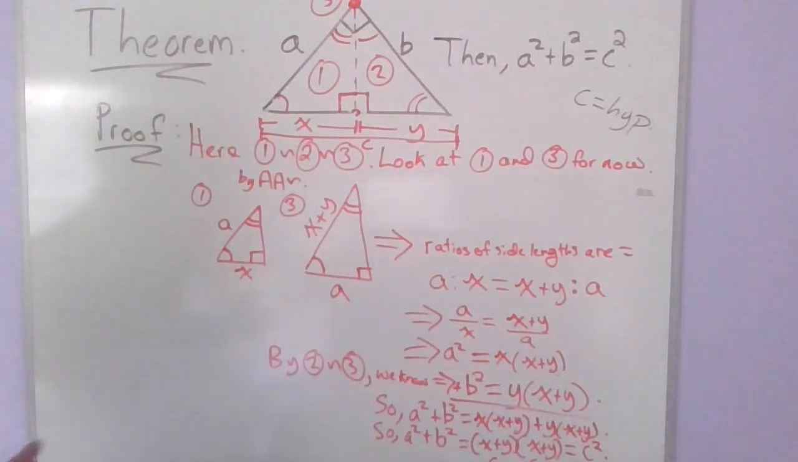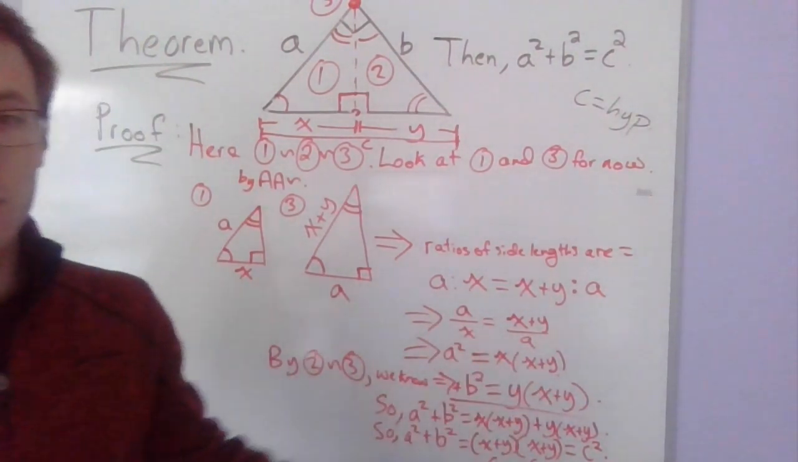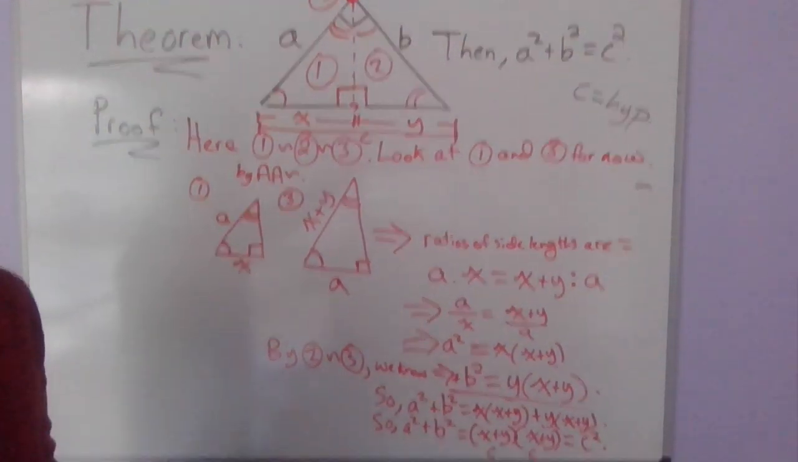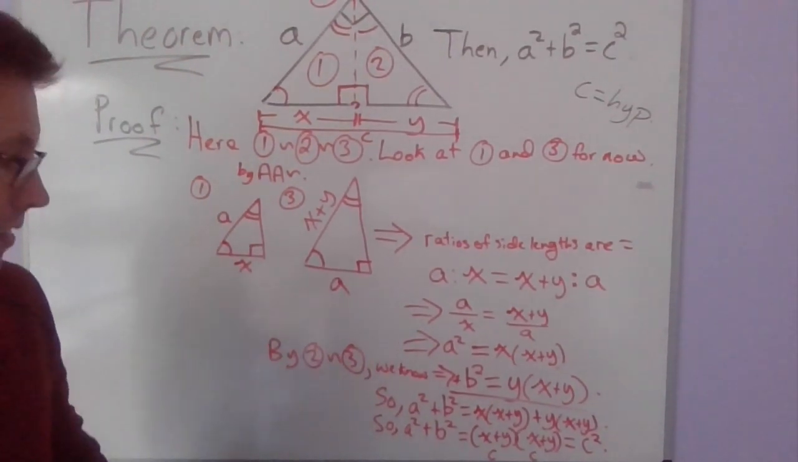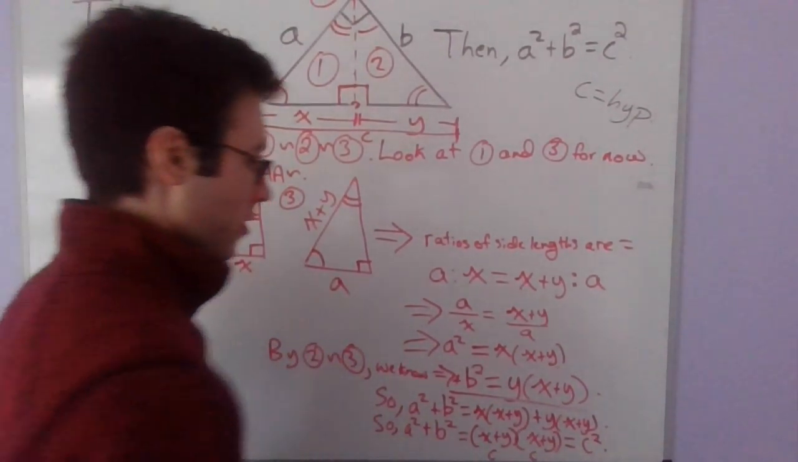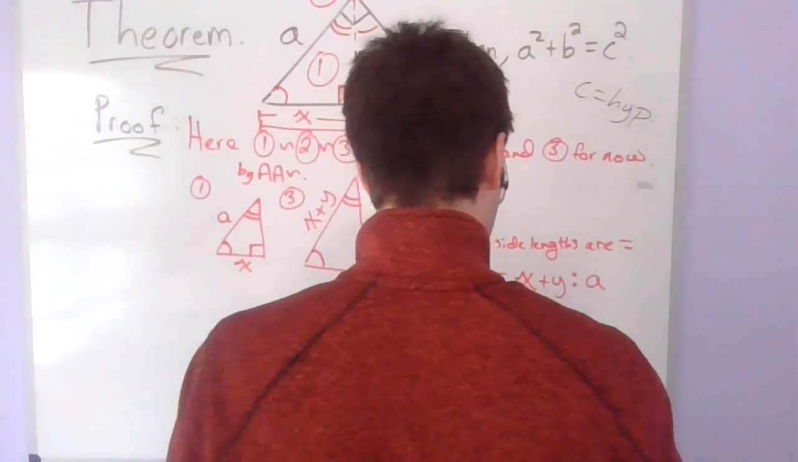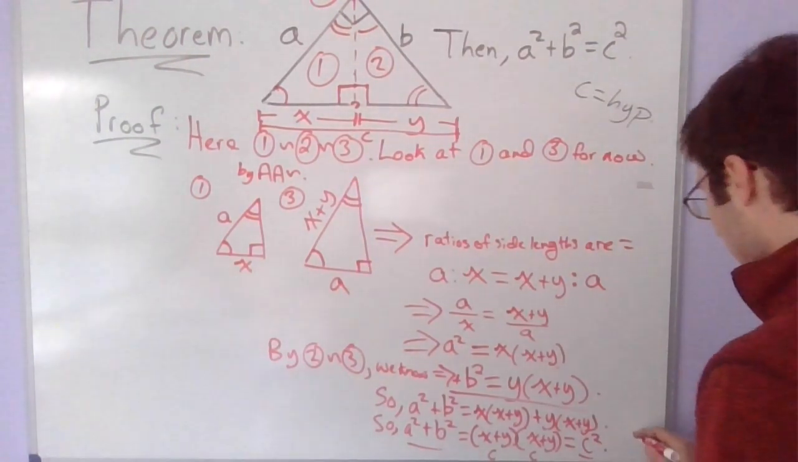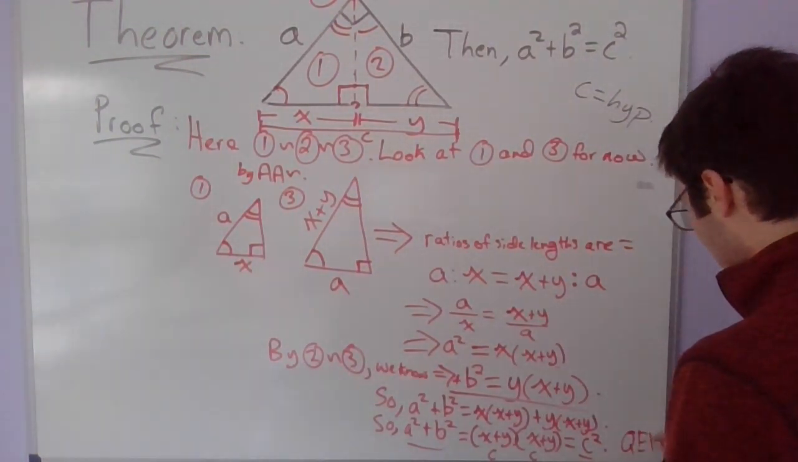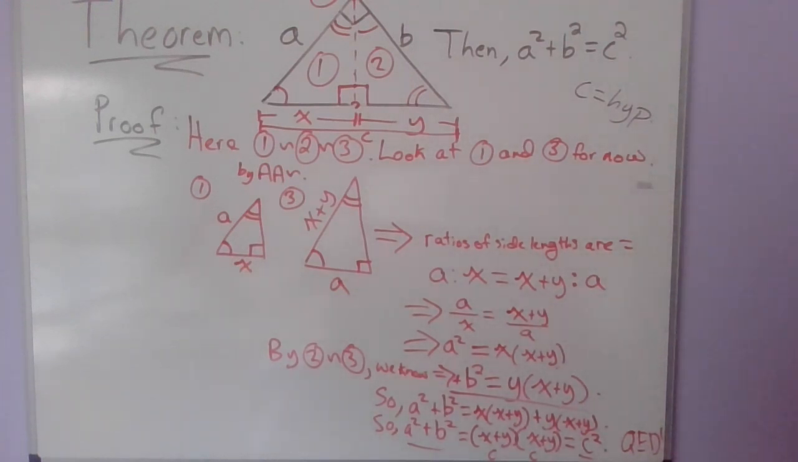So a squared plus b squared equals c squared. All right. So a squared plus b squared equals c squared. We're looking at here and here. Quad. And that's how you prove the Pythagorean theorem.